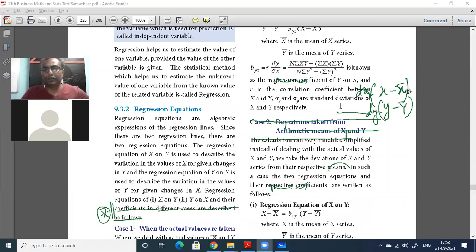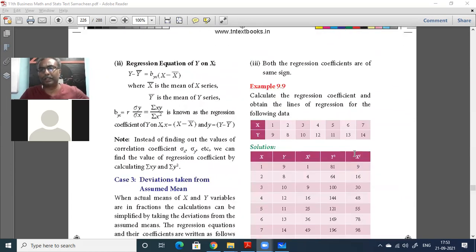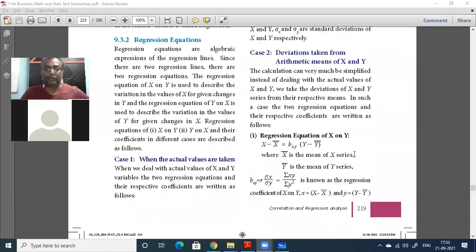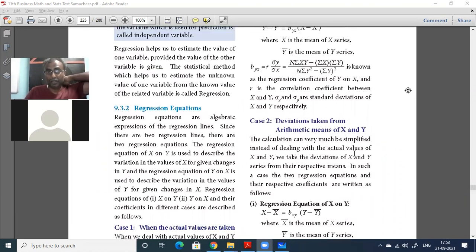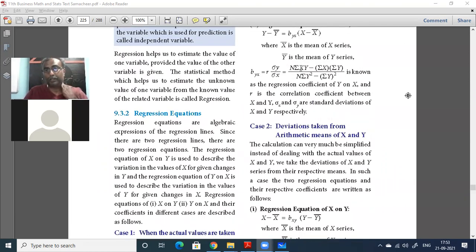But the three types of formulas you have to remember. One type of formula is n into sigma xy minus sigma x into sigma y, divided by either n into sigma y squared minus sigma y the whole squared, or n into sigma x squared minus sigma x the whole squared, depending on x on y or y on x. Y on x means x squared will come at the bottom. That's all.